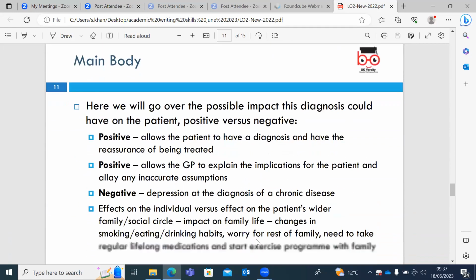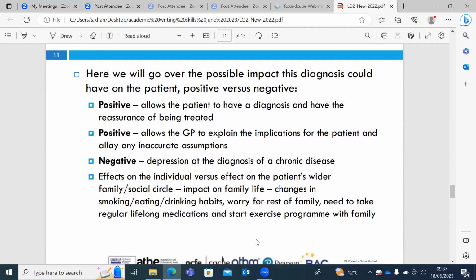Then the main body of this. Here we would go over the possible impact this diagnosis could have on a patient, positive versus negative impacts. The positive one is that it allows the patient to have a diagnosis and have the reassurance of being treated. It also allows the GP to explain the implications for the patient and allay any inaccurate assumptions.